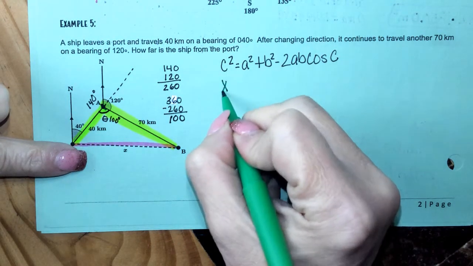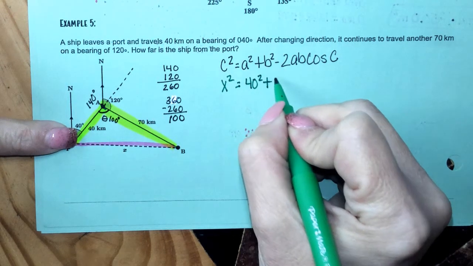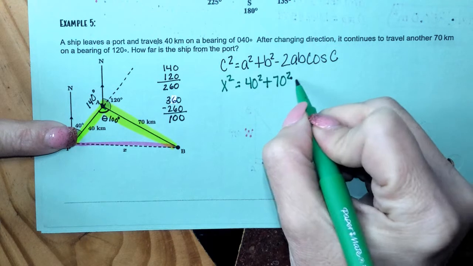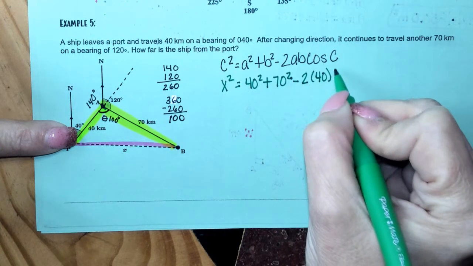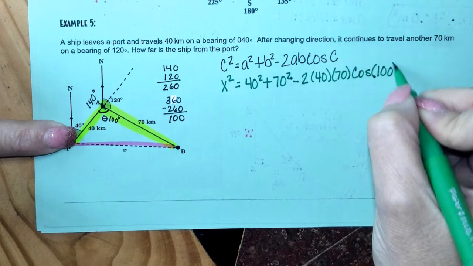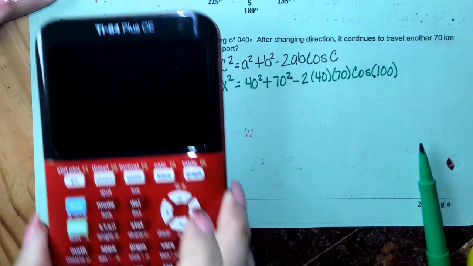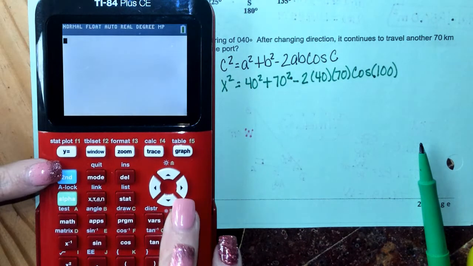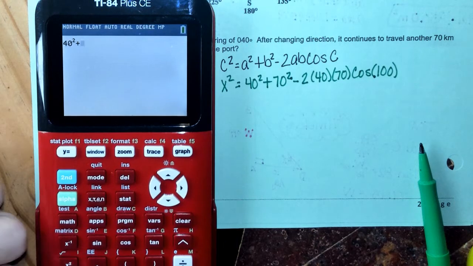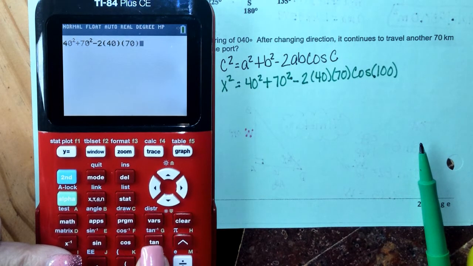All right. So x squared is my side opposite, it's my c squared. Add up these two: 40 squared plus 70 squared minus 2 times 40 times 70 times cosine of 100. I'm going to do all that math on my calculator: 40 squared plus 70 squared minus 2 times 40 times 70 times the cosine of 100.